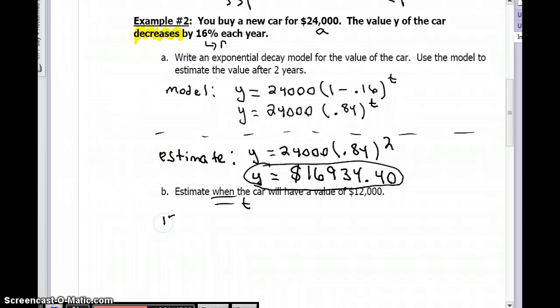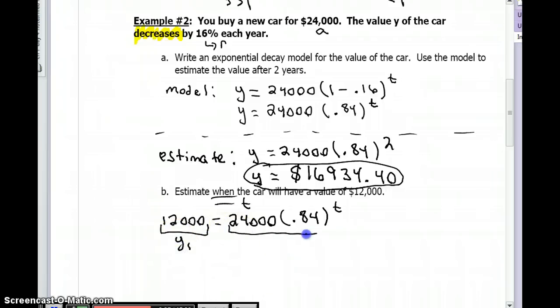We're going to set this up as 12,000. Now, we're still using the same initial value, which is 24,000, times 0.84 to the t. And now we have to solve for t. And unfortunately right now, we don't know how to algebraically solve for t, so we're going to use our calculator. What I'm going to do is put this in y1. This should be a review. I'm going to put all this in y2. And we're going to find their intersection. All right? And when we do that, I'm going to go ahead and sketch a graph of it. And this way you can see what the graph looks like also.